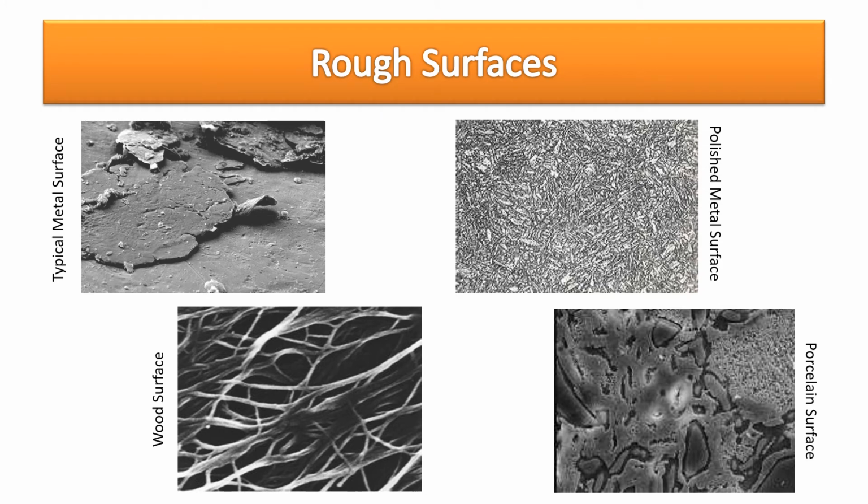So yeah, there's friction between every single surface you can imagine, because a perfectly frictionless surface is impossible. Even typical metal surfaces, under a very high-powered microscope, are not completely smooth. Wood surfaces, obviously they're rough. And even if it's polished metal, there's still a rough surface when you get back down to it, or even porcelain. So there's going to be friction here.